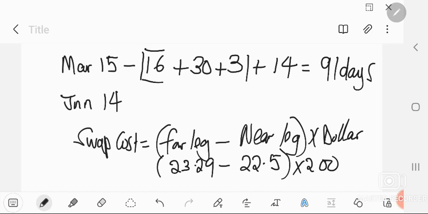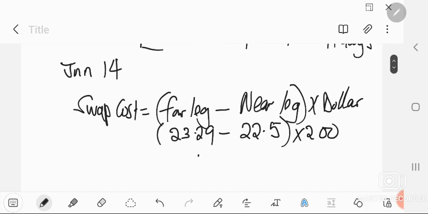Yeah, so multiply this. What are you getting? 158. So the difference of the two first in the brackets, and you now multiply the answer. It should give you 158. But the thing is, which currency will this 158 be in? Will it still be in dollars? Well, of course not, because these figures of the far leg and near leg are the conversion rates of the other currencies. So meaning the answer should be in kwacha, which I think they're using here. Yeah. So your swap cost in kwacha is 158.